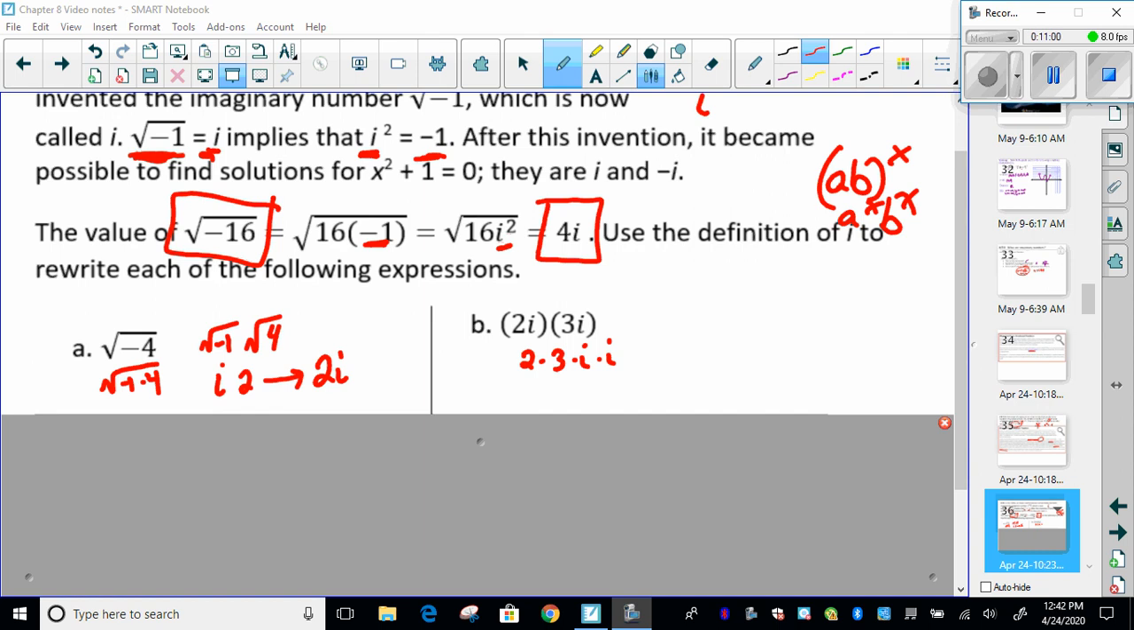So the first one is status quo, just like the square root of negative 16. The second one's a little different. It's all multiplication. Keep in mind that there's a multiplication sign between the 2 and the i here and here. So it's just multiplication. So I just reordered them and I got 6. And then i times i is just i squared. And i squared, we know, is negative 1. Therefore, this is negative 6.